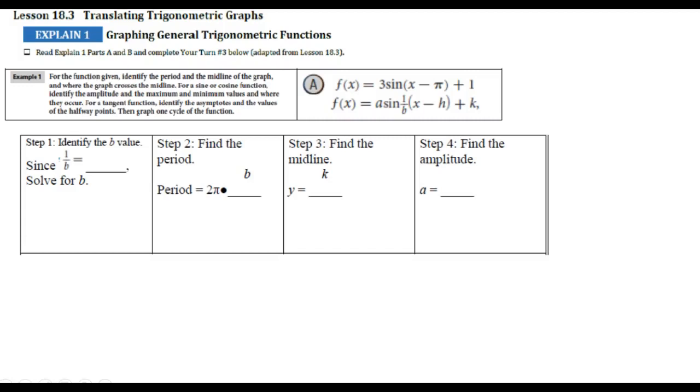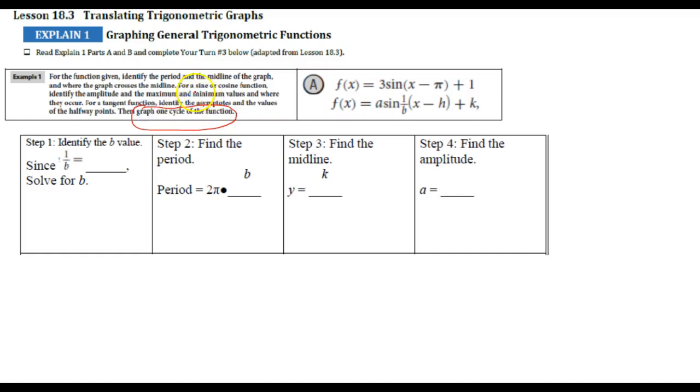Today we'll be translating trigonometric graphs. We'll be starting with Explain 1. In the directions, they want us to identify the period and the midline of the graph. There's going to be a difference between tangent and sine and cosine. If it's a sine or cosine function, they want us to identify the amplitude and maximum or minimum values. If it were a tangent, they want us to identify the asymptotes and the values of the half points. And then, of course, to graph at least one cycle.